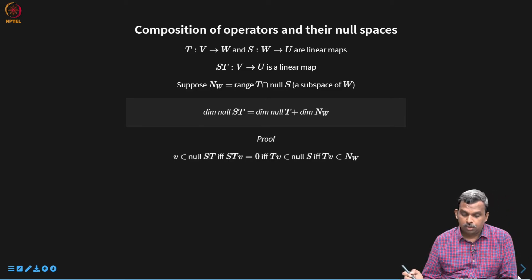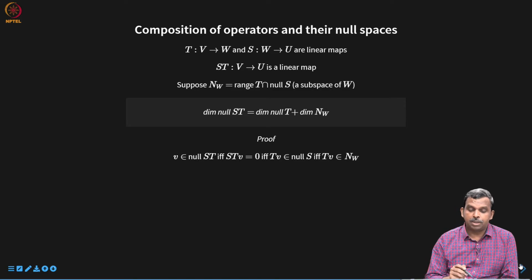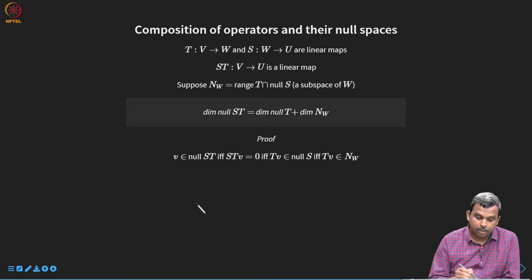So the first step in the proof is to figure out how this NW enters the picture, right? You will see how this NW enters the picture here. Supposing I give you a vector V which is in the null space of ST, what do I know? STV equals 0, and that is if and only if TV is in null of S. So this is a crucial relationship here. STV equals 0 means TV, after you did T, has to be in the null of S, only then STV equals 0. This is all basic definition.